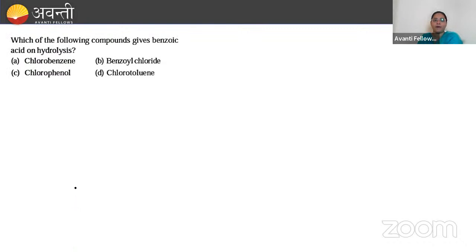Which of the following compounds give benzoic acid on hydrolysis? Try to draw the structures of these, or if you have the idea of what the structures are, then there is no doubt. You can solve this problem directly also. Hydrolysis is going to take place. Chlorobenzene, benzoyl chloride, chlorophenol, and chlorotoluene. So what will be the answer here?